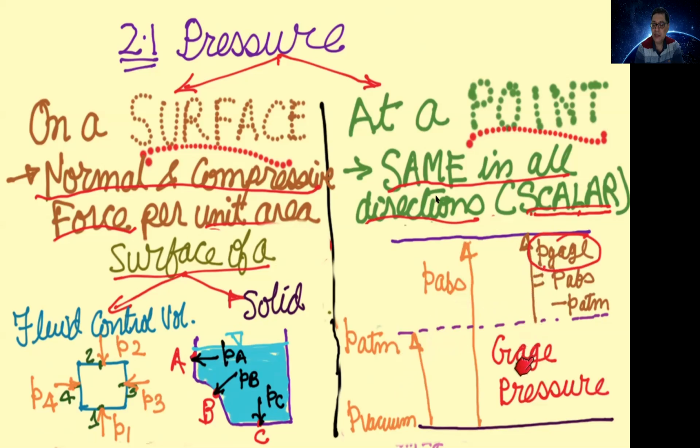So gauge pressure is a pressure where the datum or the reference which you are choosing is commonly used. Many times we talk about the magnitude of pressure with reference to atmospheric pressure, and this is called gauge pressure. If this gauge pressure is negative, then we call it a vacuum.